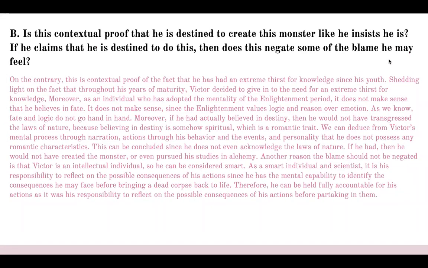Now, the second question: if this is contextual proof that he is destined to create the monster, like he insists he is, if he claims he is destined to do this, then does this negate some of the blame he might feel? So might this make Victor a bit less guilty of what he had done?